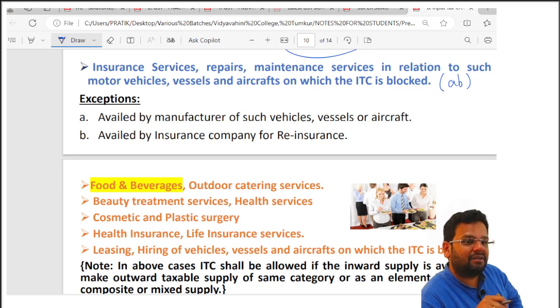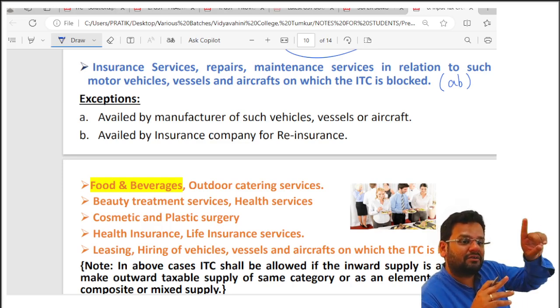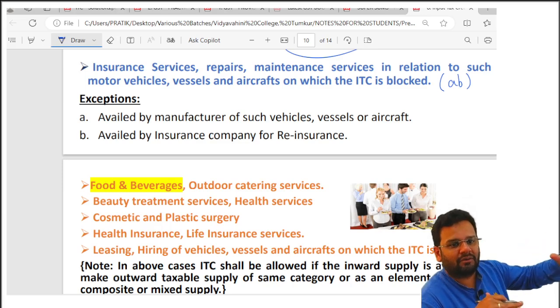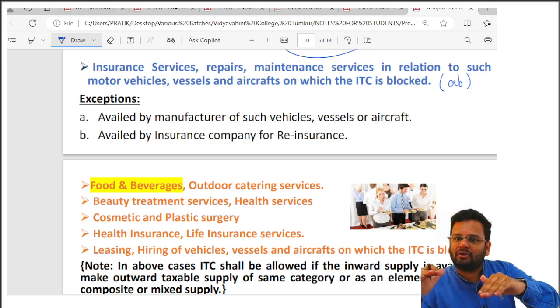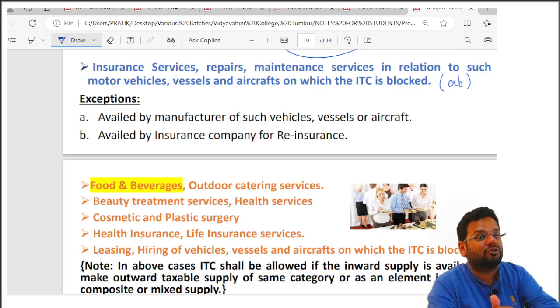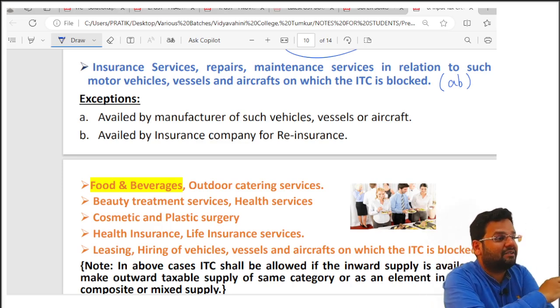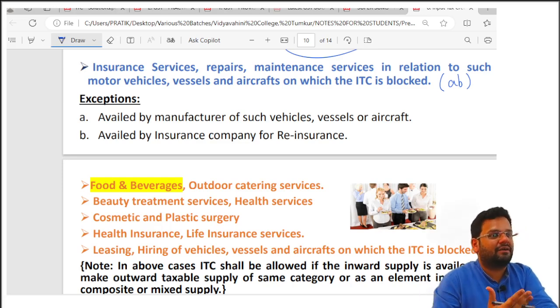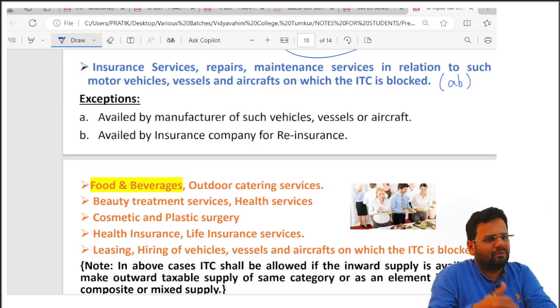Repairs and maintenance in relation to such motor vehicles, vessels and aircraft on which ITC is blocked. So if you are blocking ITC on vehicles, you should also block on its maintenance repairs. Not only maintenance repairs, also its insurance. So A to Z ITC is blocked. Don't block only half-heartedly on purchase cost. Block on everything. Otherwise it's very confusing.